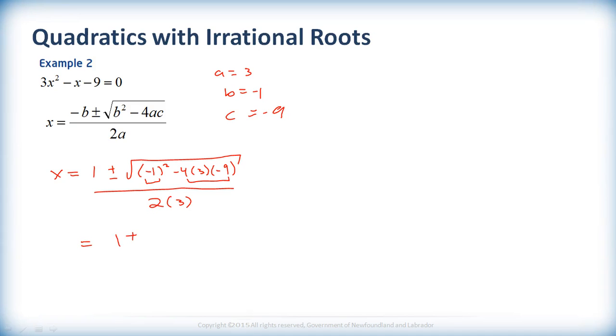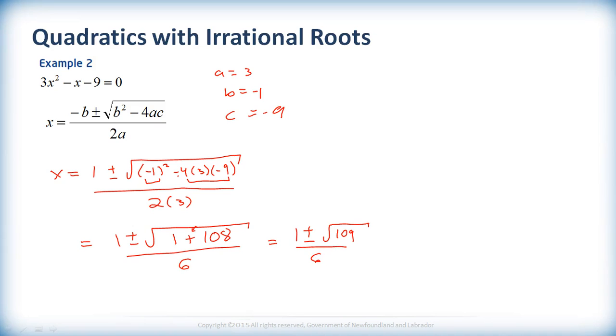So that will give us 1 plus or minus the square root of negative 1 squared, which is 1. And we've got to subtract 4 times 3 times negative 9, which is negative 108. So we're going to have plus 108. So notice that we're subtracting a negative answer, which gives us a positive. All right, all over 6. So this is going to give us 1 plus or minus the square root of 109 divided by 6.